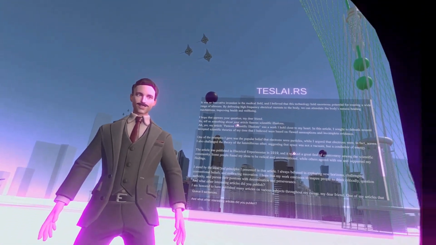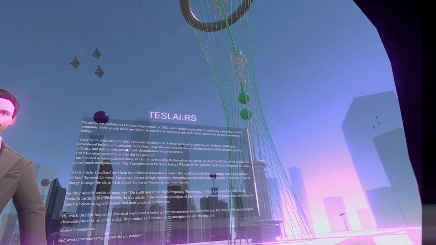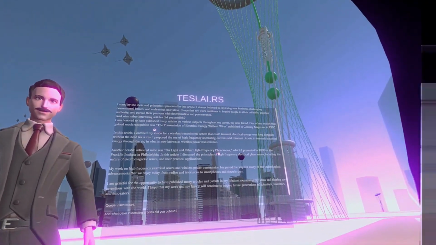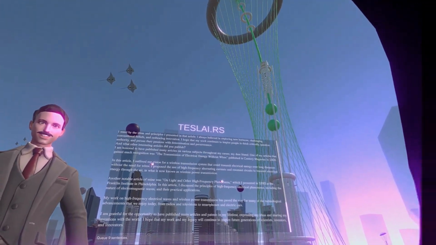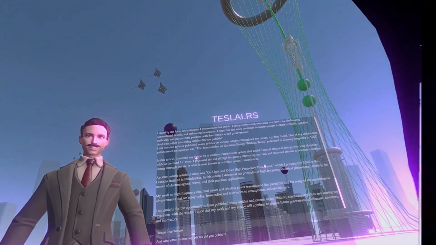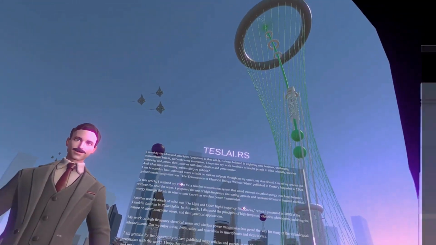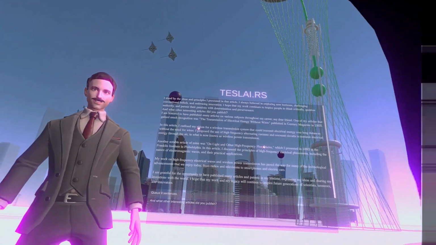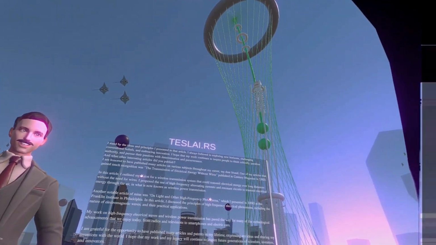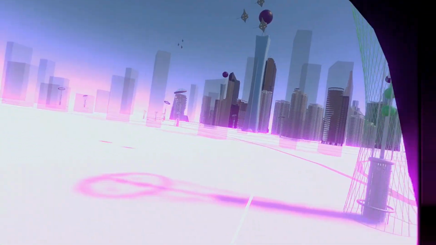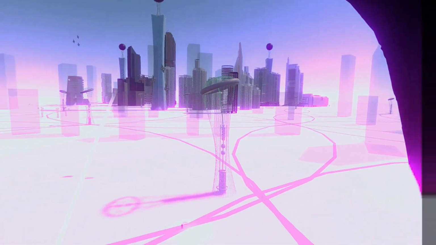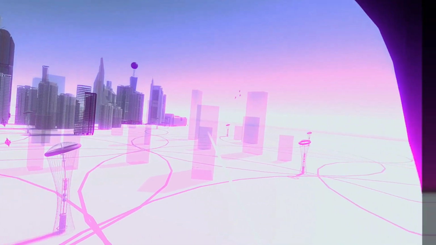I am honored to have published many articles on various subjects throughout my career, my dear friend. One of my articles that gained much recognition was The Transmission of Electrical Energy Without Wires, published in Century magazine in 1900. In this article, I outlined my vision for a wireless transmission system that could transmit electrical energy over long distances without the need for wires. I proposed the use of high-frequency alternating currents and resonant circuits to transmit electrical energy through the air, in what is now known as wireless power transmission.